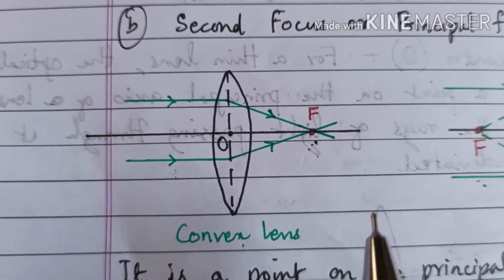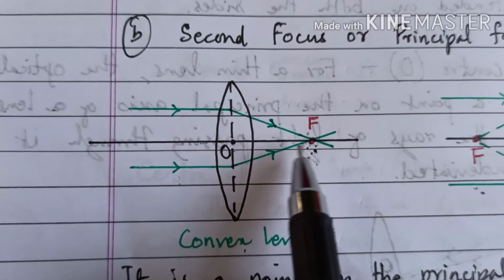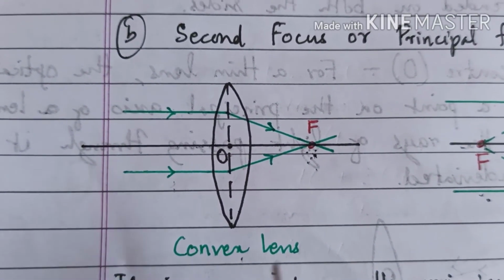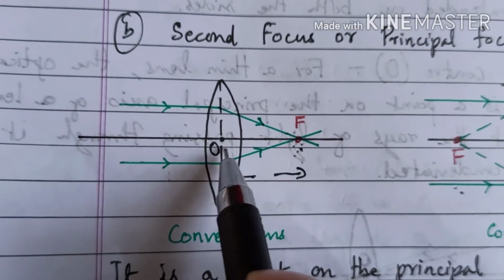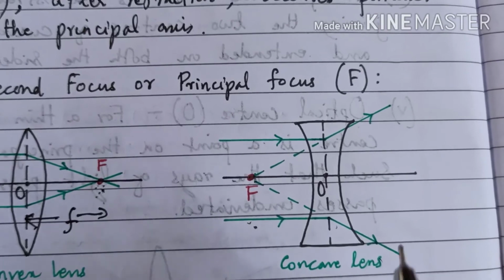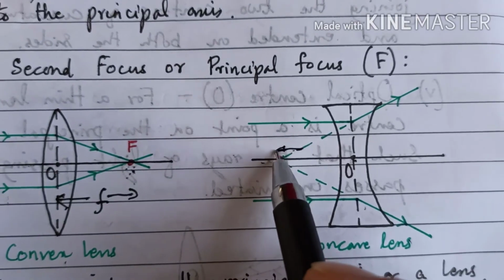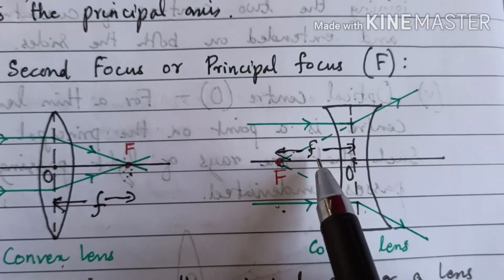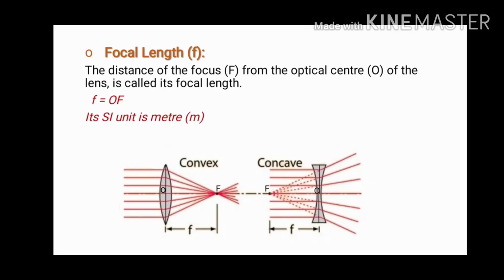If we measure the distance of the focus from the optical center of the lens, then this distance is called the focal length of the lens. So the focal length of this convex lens is from here to here, from O to F, optical center to the focus. This focal length is denoted by small letter f. In case of a concave lens, the distance of the focus from the optical center of the lens is called the focal length of the concave lens. So, the distance of the focus from the optical center of the lens is called its focal length. Its SI unit is meter.